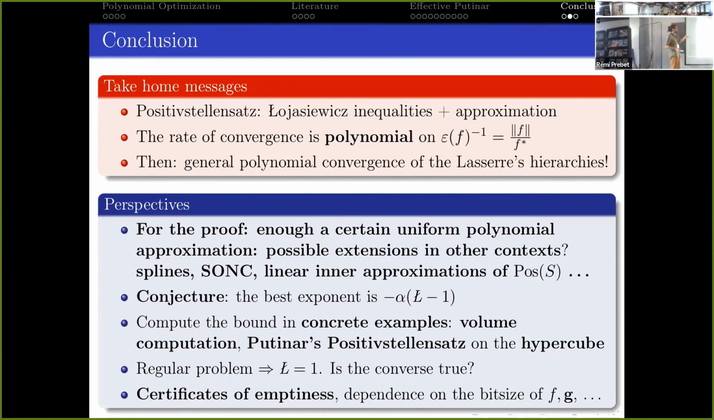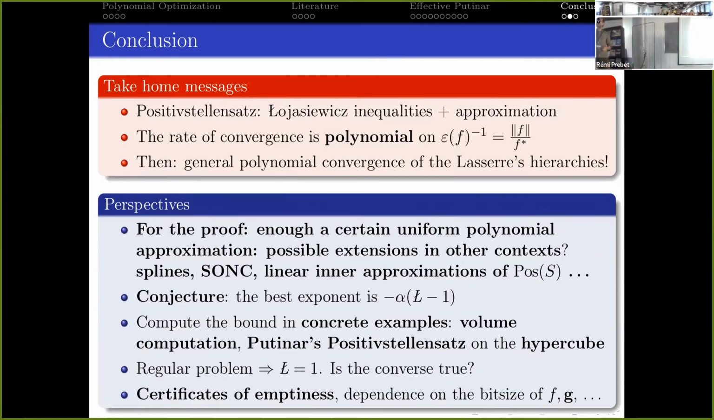So maybe we can use this approximation for splines, or using some linear approximation of the cone of positive polynomials. There are some works of the people in Tilburg, by Laurent and others, that are dealing with different cones that are not the sum of square cone and proving positivstellensatz results in this direction. We conjecture that the best possible exponent that we can get is a constant times L minus 1.